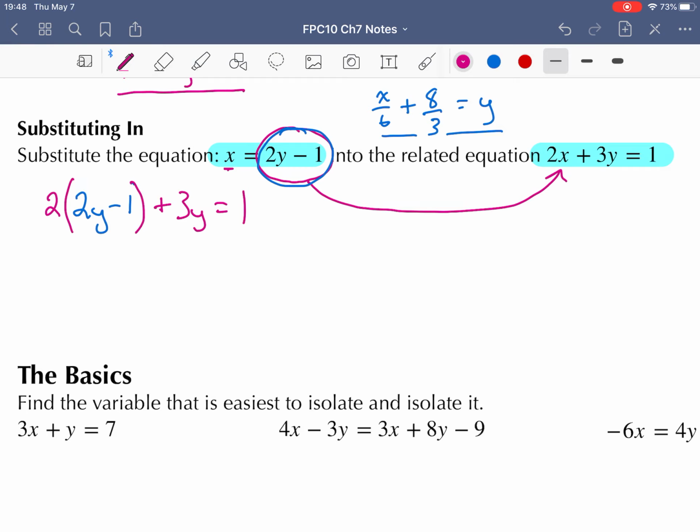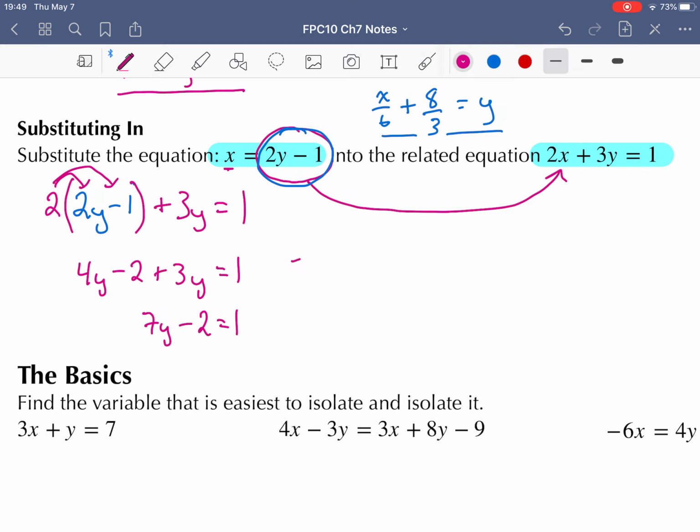Now what we've done is we've taken this equation over here that had two variables in it, x and y, and turned it into this equation that has one variable in it. So now we can solve this. We multiply the 2 into each term to get 4y minus 2 plus 3y equals 1. Now we can actually solve what y is. So we combine our y's together to get 7y minus 2 is equal to 1.